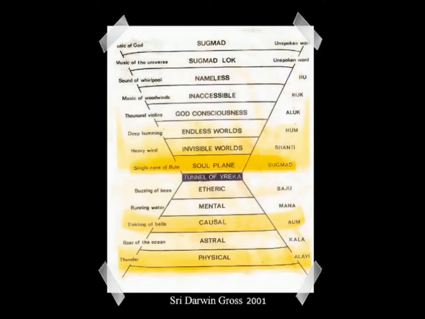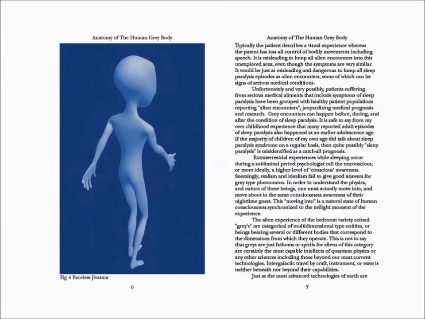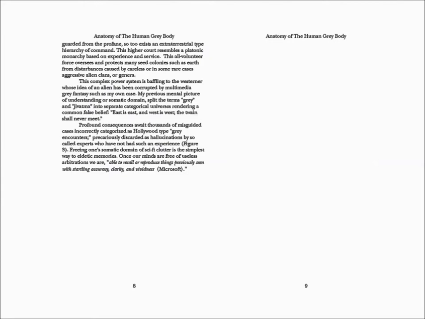The alien experience of the bedroom variety, coined grays, are categorical of multidimensional type entities or beings bearing several different bodies that correspond to the dimensions from which they operate. This is not to say that grays are just phantoms or spirits. For aliens of this category, certainly the most capable intellects of quantum physics, or any other science, including those beyond our own most current technology.